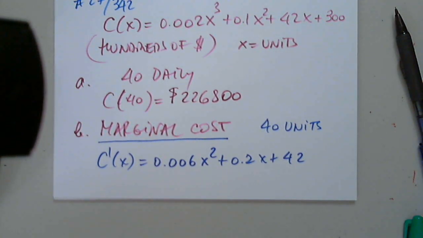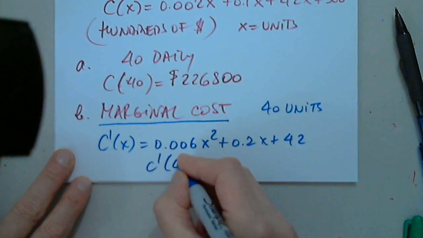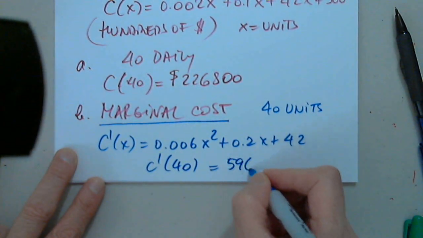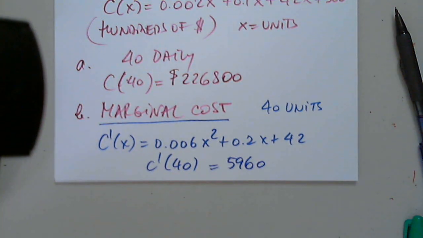Good. So I'm going to create my next function, which is 0.006x squared, and then plus 0.2x, and plus 42. Because I don't have to plug in anything, it's already in there. That's why I do it like that. So remember, it's hundreds. So what do I write? C prime of 40 is 5960, with a measurement unit.